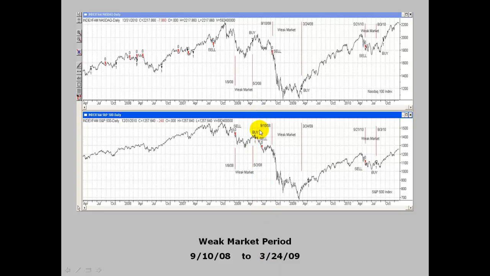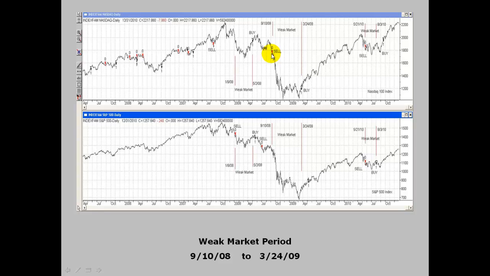Another weak market developed, and here's how the signals developed. We see a sell signal in this lower panel, followed by another sell signal in the upper panel, indicating the beginning of another weak market period on September 10th of 2008.